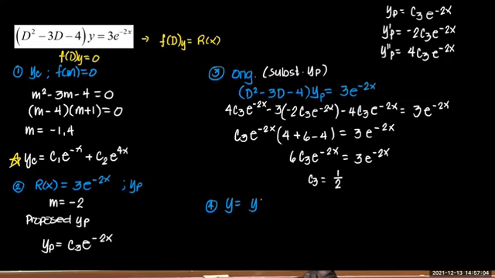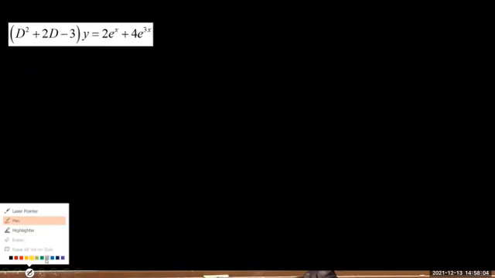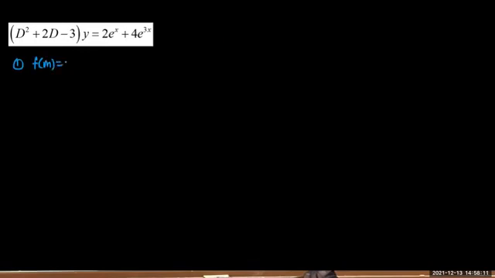y is equal to yc plus yp. Therefore, yc is just equal to c1 e to the negative x plus c2 e to the 4x, plus the yp here, which is c3 e to the negative 2x. Therefore, that's 1/2 e to the negative 2x. So this is your solution. So for this one, again, let's go to the first step where f of m is equated to 0.